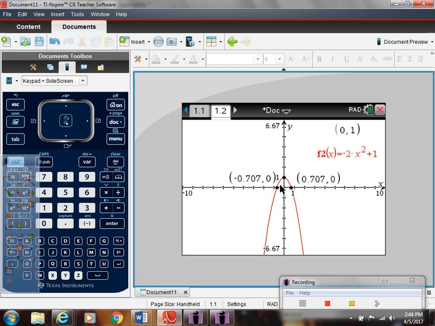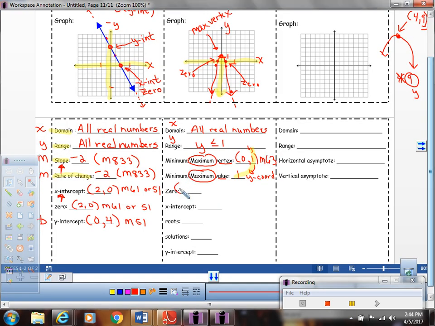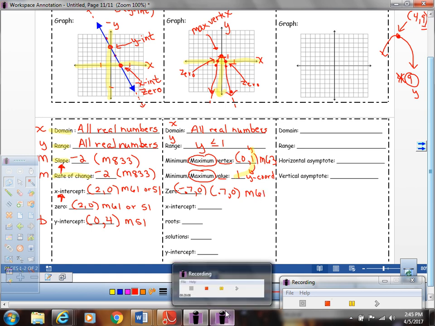Let me move that out of the way. It's negative 0.7 if we round it, and positive 0.7. So let's write the 2 down. So it's negative 0.7, comma 0. Write it as a point. And then positive 0.7, comma 0. And then the steps we took on the calculator were menu 6, 1. Now the next question says x-intercept.